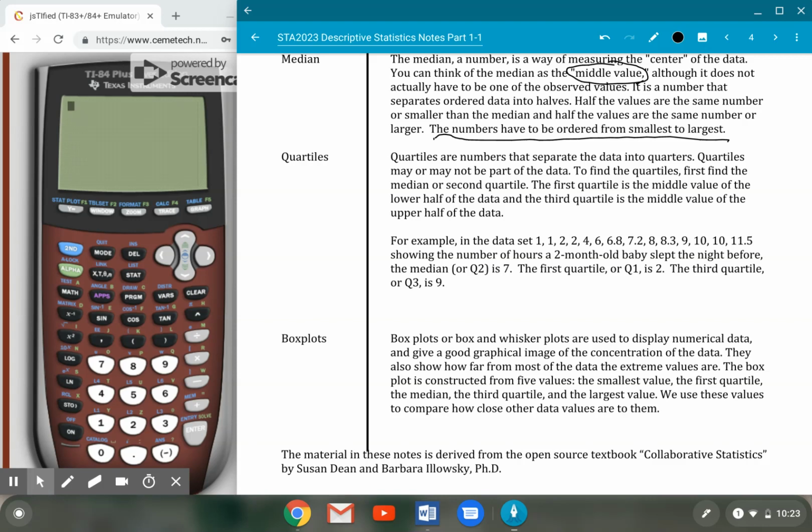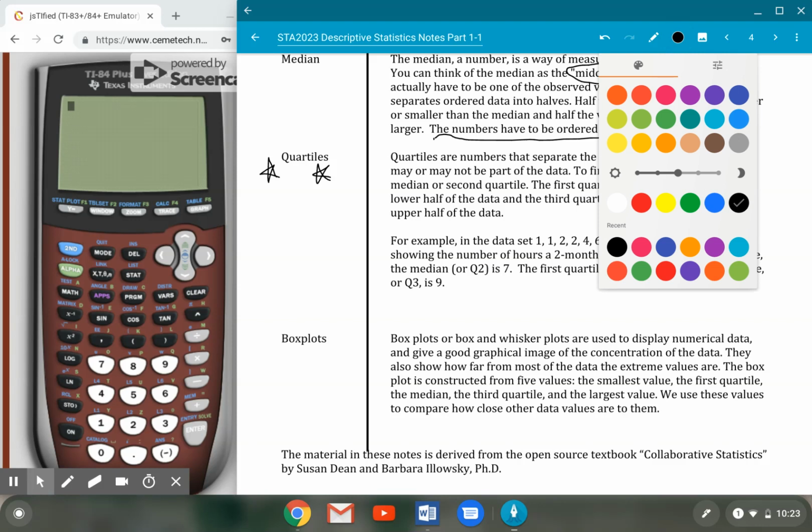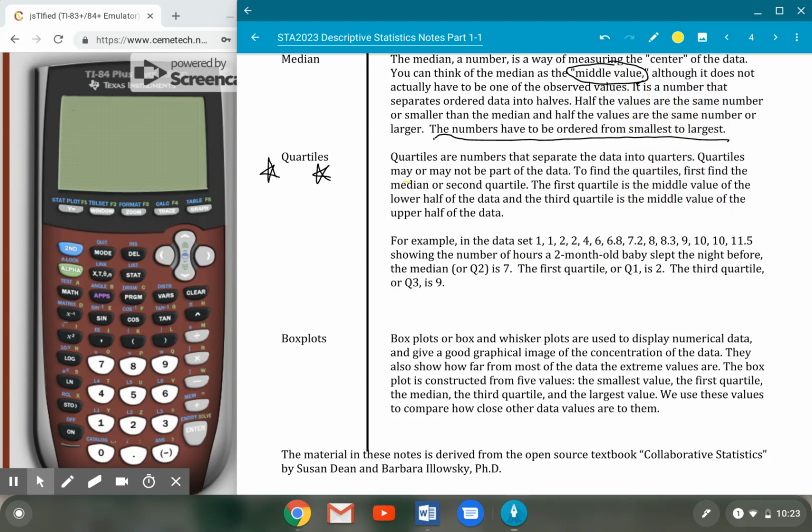Extending from the median, next up we have the quartiles. And this is something that you may not be familiar with, like the median. Quartiles are numbers that separate the data into quarters or 25 percentage point pieces. Just like the median, they may or may not be part of the data. Sometimes you have to average two numbers to find the quartiles. But in order to find the quartiles, the first thing you have to do is find the median or the second quartile.